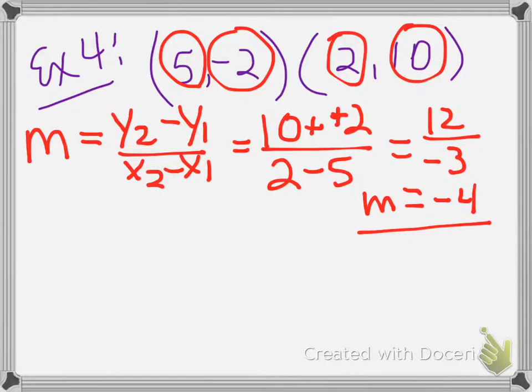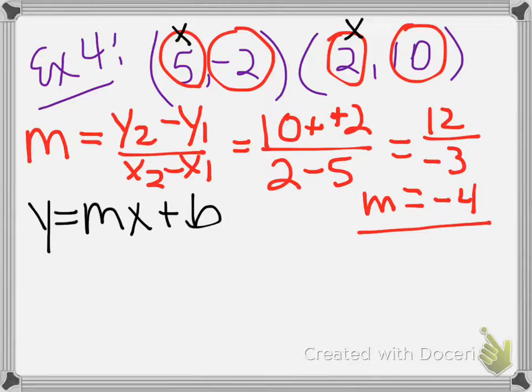So I go to my equation, y equals mx plus b. Now this time I have an x here, and I have an x here, and I have a y here, and I have a y here. So which set do I use? I can either use these two together, or I can use these two together. Whichever one you choose is totally up to you. I think I want to use these two, 2 and 10.